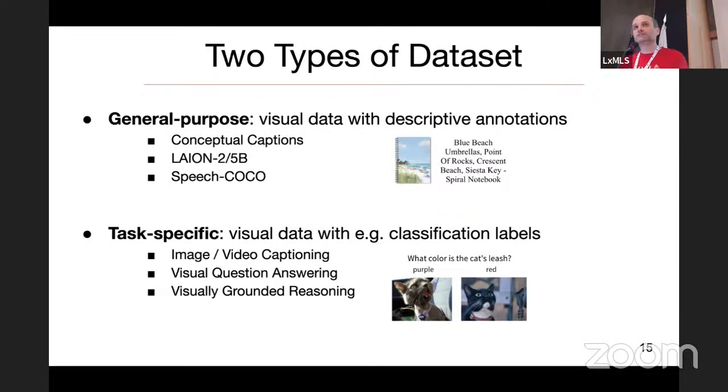And then you can also have task-specific data sets where we usually have something like classification labels or something similar. This could be for something like video captioning or visual question answering, or maybe some kind of visually grounded reasoning task. In this case, there will usually be some kind of descriptive annotation, like maybe a question or a statement expressed in text. But there's also this idea of trying to do an additional task.